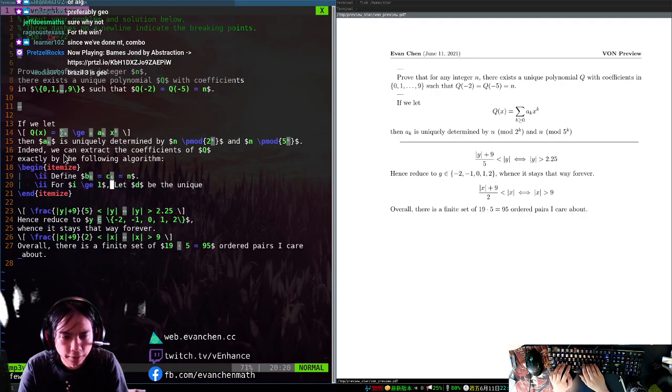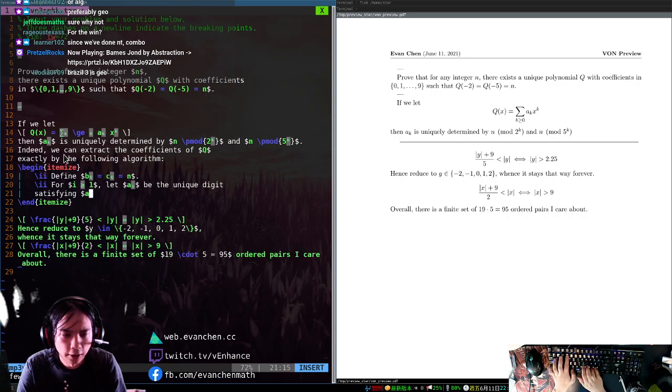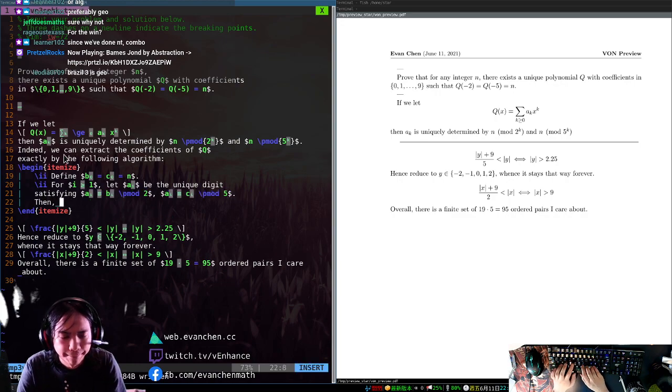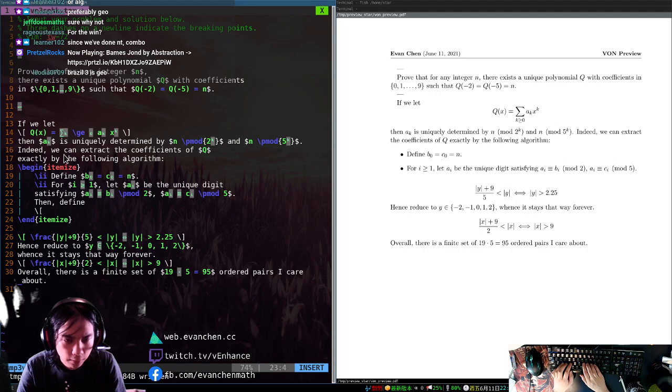Let A_i be the unique digit satisfying A_i congruent to P_i mod 2, A_i congruent to C_i mod 5. Then define B_{i+1} equal to (B_i minus A_i) over minus 2. Should I use X and Y? No, I should use B and C. It's clearer that way.